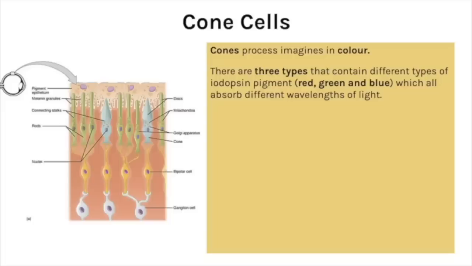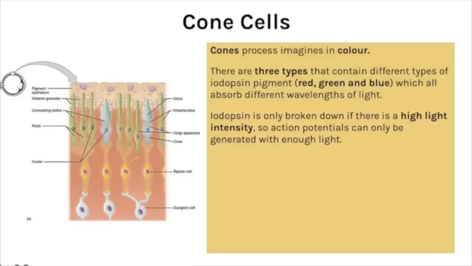And we don't just see red, green, and blue in our vision, but depending on the proportion of red cone cells or green or blue cone cells that are detecting a stimulus, that will give the different colours, not just red, green, and blue. Now, iodopsin is only broken down if there is a high light intensity. So you can only see in colour if there is enough light present.